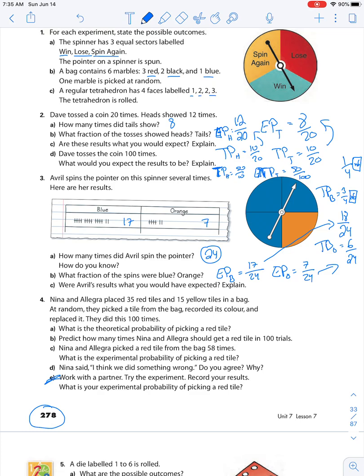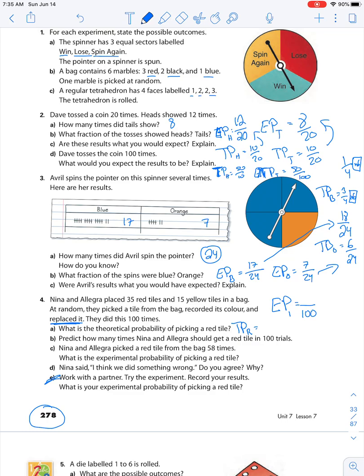placed 35 red tiles and 15 yellow tiles into a bag. At random, they picked a tile from the bag, reported its color, and replaced it. Okay, they did this 100 times. All right. Oh, this is also important. We're not going to be in junior high. You guys will get to this, like what happens if they don't replace it. That means that the number of possible outcomes always changes. But for ours, we know that the experimental probability is always going to be out of 100 because they always have 100 things.